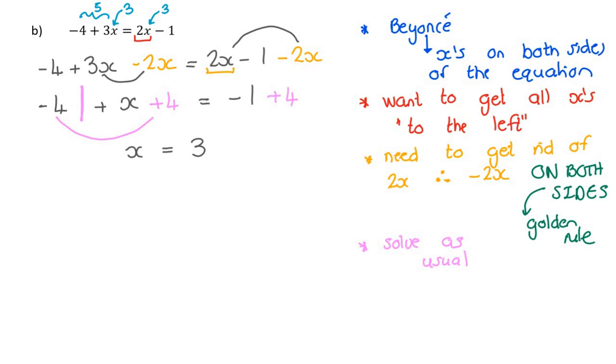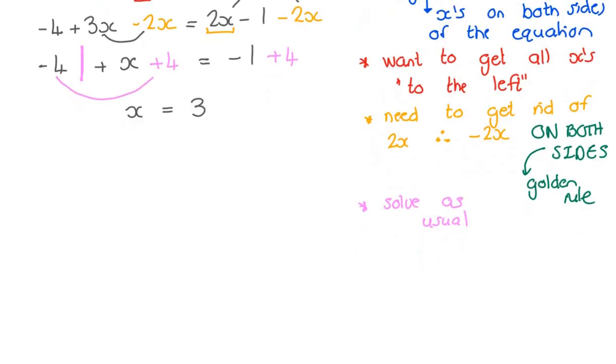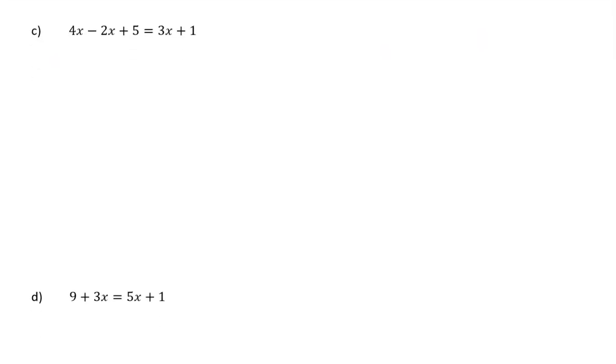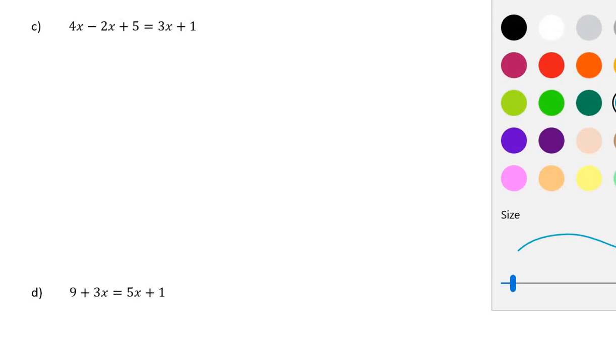Right, so basically those are the steps we're going to follow. We're going to identify that it's a Beyonce question. We're going to get all our letters to the left, and then we're going to solve normally by getting x by itself. So let's look at a couple more examples. Okay, first of all, example C.